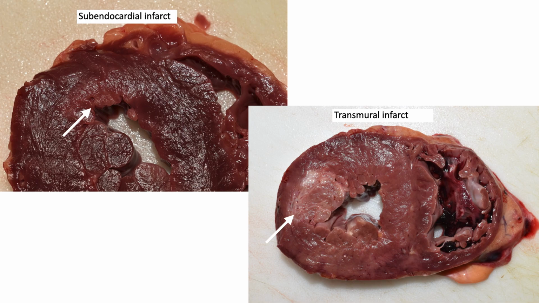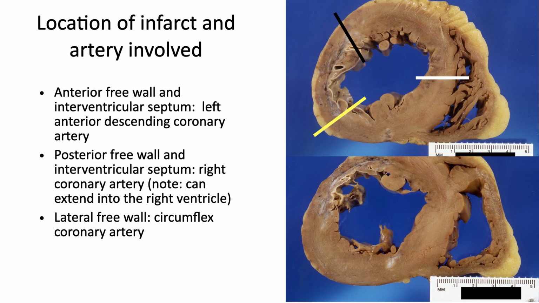Because the ST elevation is a clinical change, which oftentimes correlates with what we see pathologically, but not always. So one important thing to discuss is the location of the infarct and the artery involved. In most cases, if it involves the anterior free wall and the anterior portion of the interventricular septum, it's the left anterior descending coronary artery.